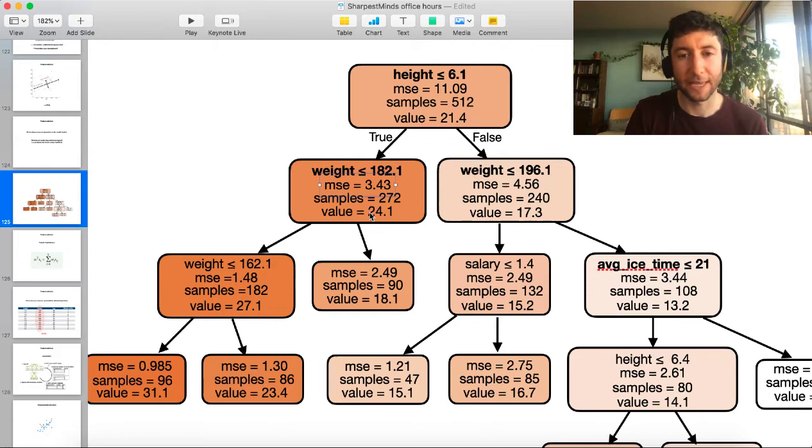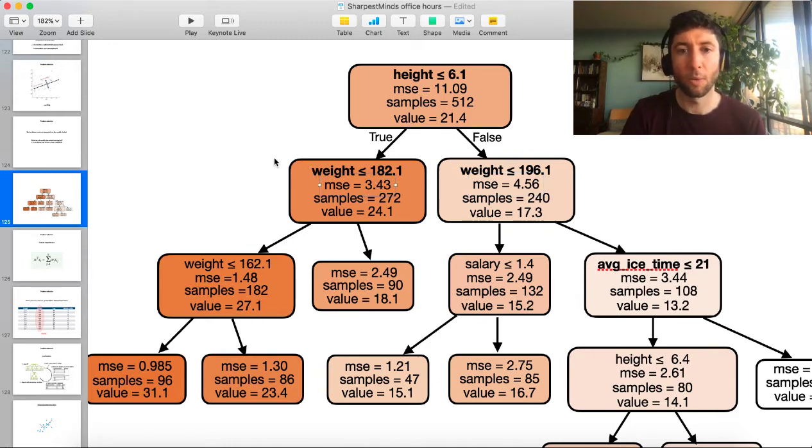What this is saying is, if you took one of these 272 players and you guessed, I don't know how many goals this guy's going to score, but let me just assume that it's the average, so 24.1 goals, you would be wrong by a mean squared error of 3.43 on average. And over here, if you looked at these 240 players and guessed that a given one of them was going to score 17.3 goals, you'd be wrong by an MSE of 4.56.